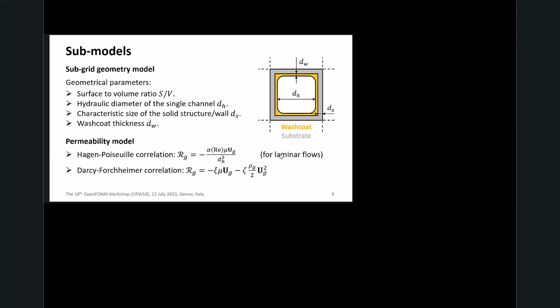To consider the fluid dynamic resistance that is encountered by the fluid when it goes through the channels of the catalyst, the permeability model was implemented, and there are several correlations that permit calculating the source terms integrated in the momentum equation of the fluid. Here are reported the two main used correlations, which are the Ergun-Kozeny and the Darcy-Forchheimer correlations.